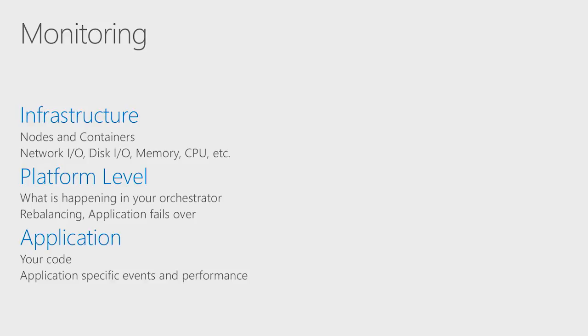And then finally is your application. And this is where you're looking for unique insights into your application. So it's going to be very specific to events that happen inside your particular service or the performance of your application. So how many milliseconds or seconds it takes to process a request. If you see that spike up, you might know that something's behaving improperly.